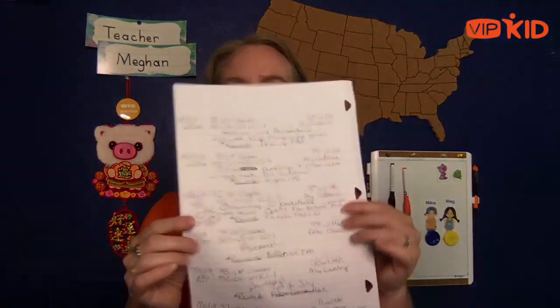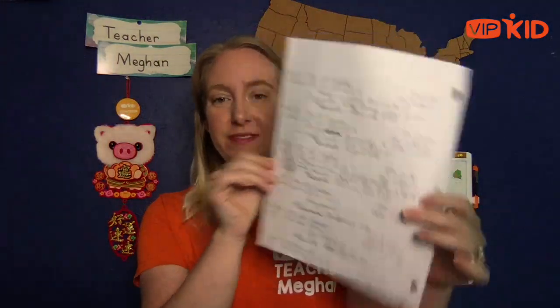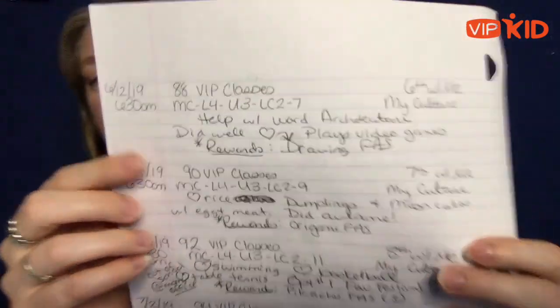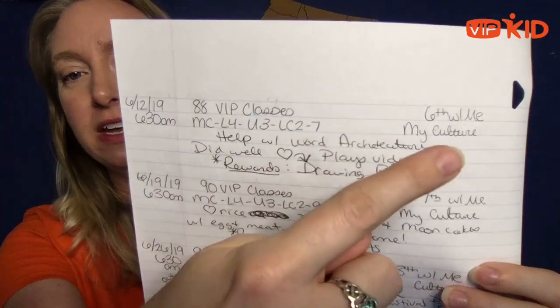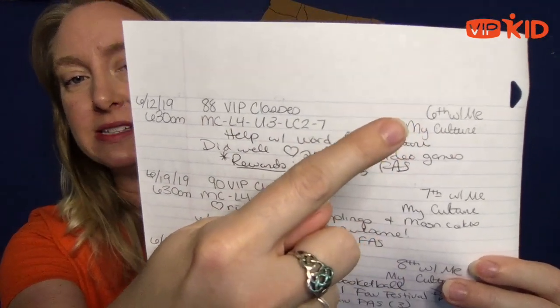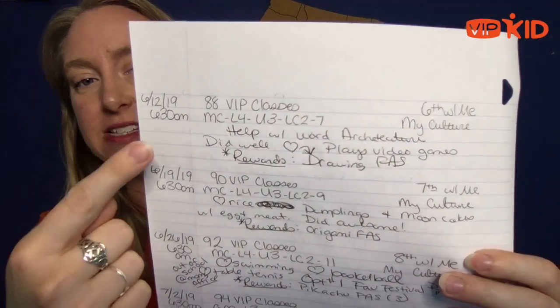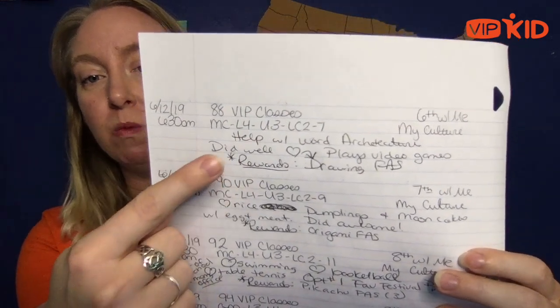Again, I like paper. I keep a binder, and my binder has my notes. On every student, I put how many classes they have been taught at VIPKid, what my class is with them, the date and the time of the class, their rewards.